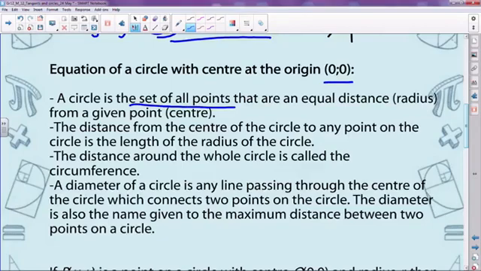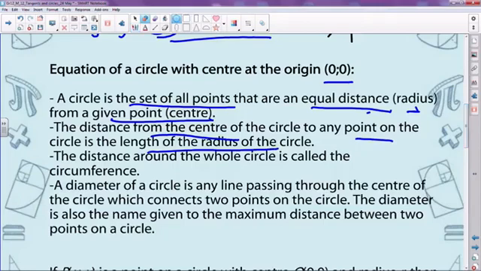A circle, what is a circle? It's a set of all points that are an equal distance, this equal distance we call the radius, from the center of the circle. Now the distance from the center of the circle to any point on the circle is the radius. Okay, so let's put a circle in here so that it makes sense as we refer to these points.